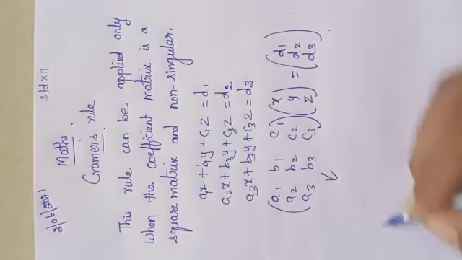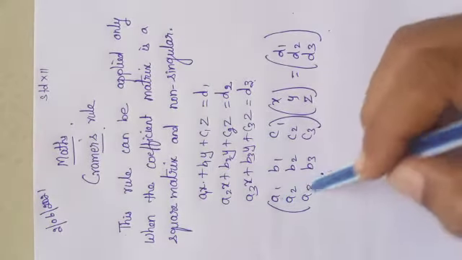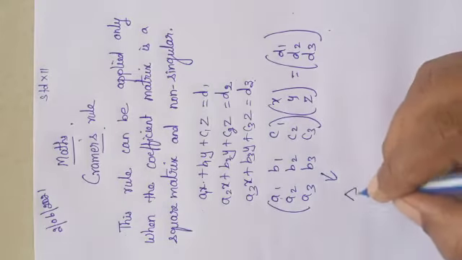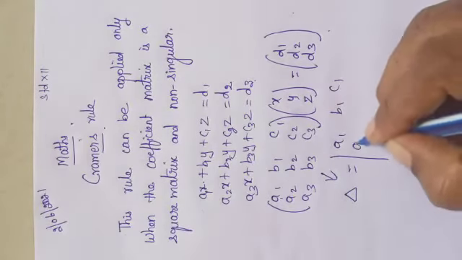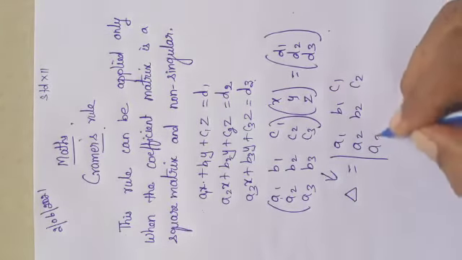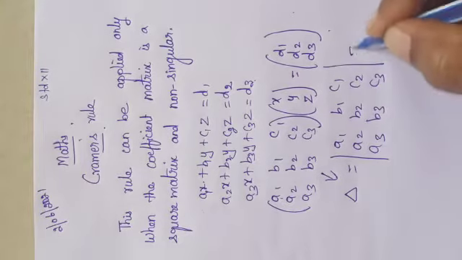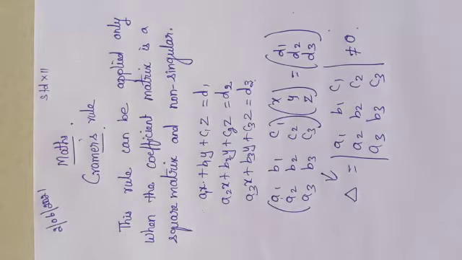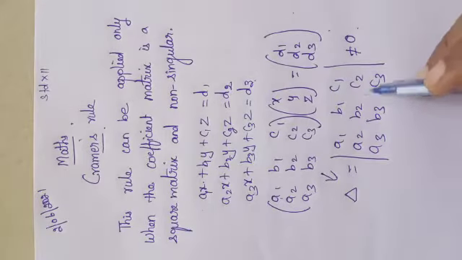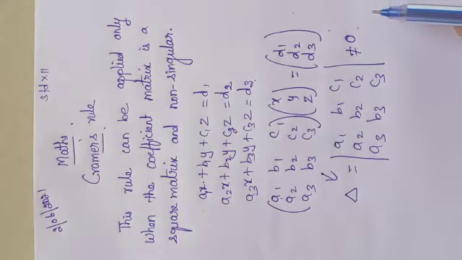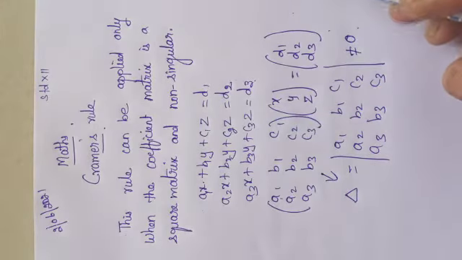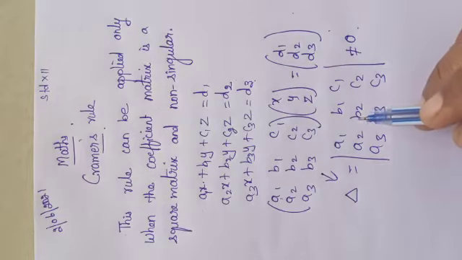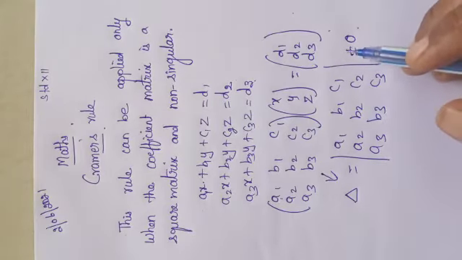This is the coefficient matrix. We can take its determinant as delta. That is A1, B1, C1, A2, B2, C2, A3, B3, C3. It should not be equal to 0. This is what? Non-singular. If it is equal to 0, then the given system has no solution. Is it clear? So, it should not be equal to 0.